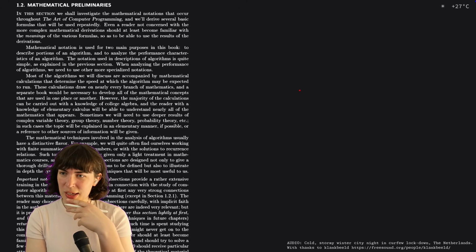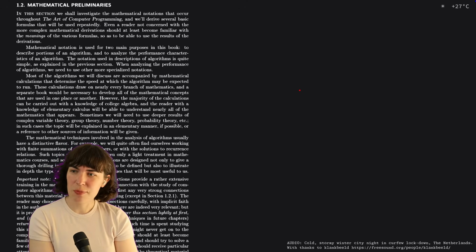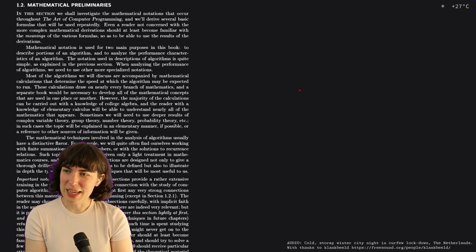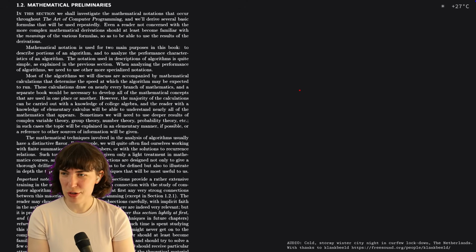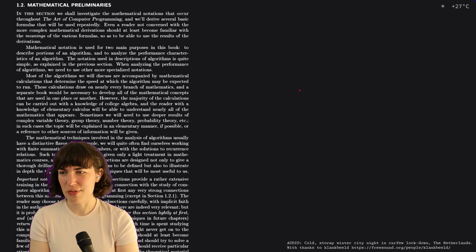used repeatedly. Even a reader not concerned with the more complex mathematical derivations should at least become familiar with the meanings of the various formulas so as to be able to use the results of the derivations. Mathematical notation is used for two main purposes in this book: to describe portions of an algorithm and to analyze performance characteristics of an algorithm.